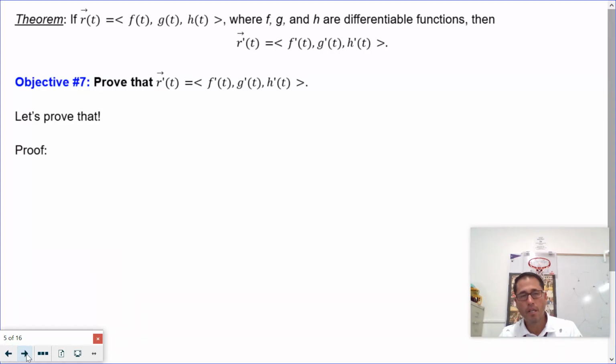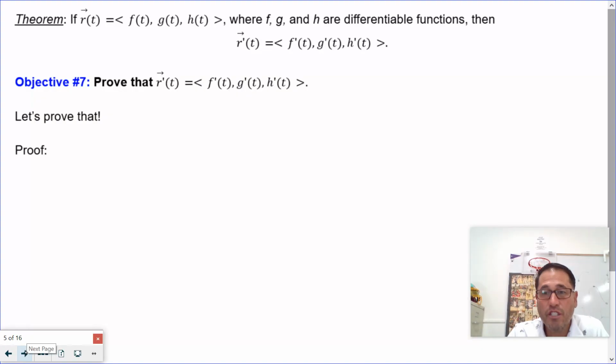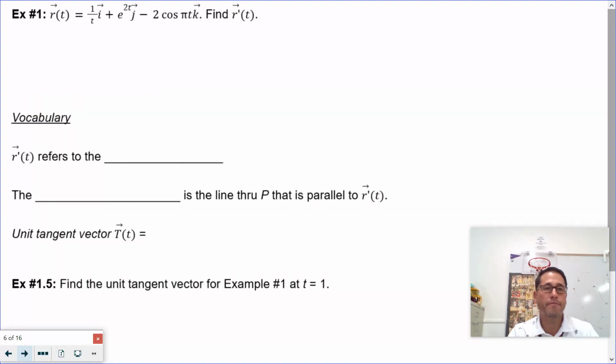Okay, theorem. If r of t is made up of 3 components, x equals f of t, y equals g of t, and z equals h of t, then the derivative of that is simply the derivative of each one of those components. Just each one. Now there's a cool proof that goes with this, but I thought it'd be a lot more fun to see if you guys could kind of create and learn how to do proofs in class. So remind me, that's the first thing we should be doing next class period.